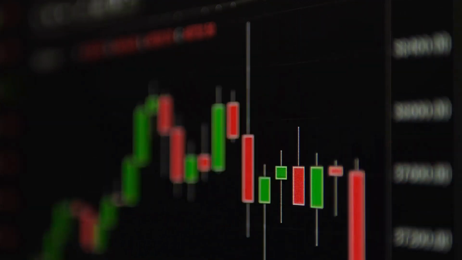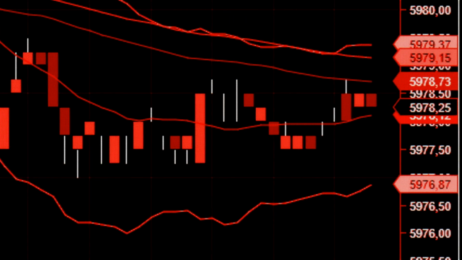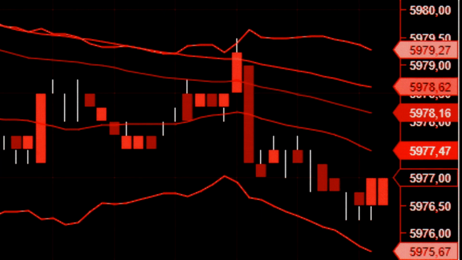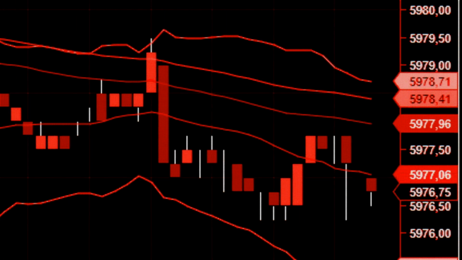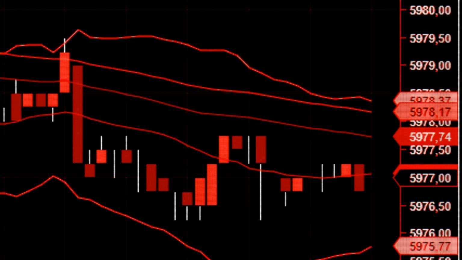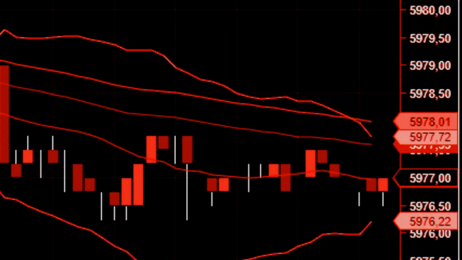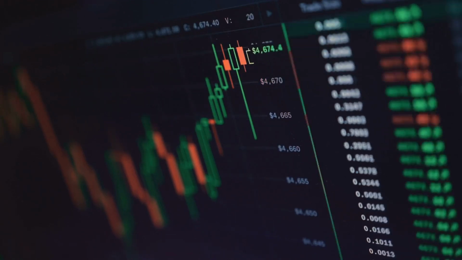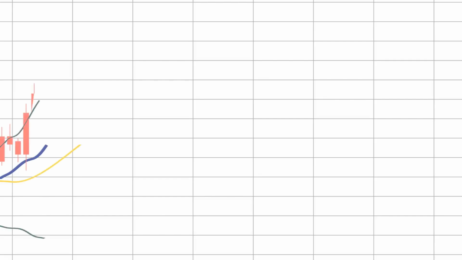Then there's the spinning top. This pattern has small bodies with long upper and lower wicks, resembling a spinning top toy. The spinning top indicates a tug-of-war between buyers and sellers with no clear winner, which often signifies market indecision and potential reversal. Lastly, we have the doji.